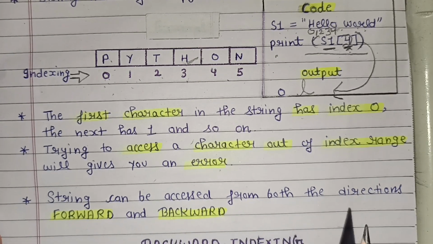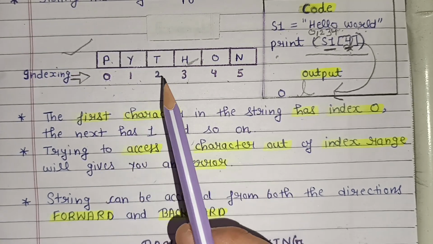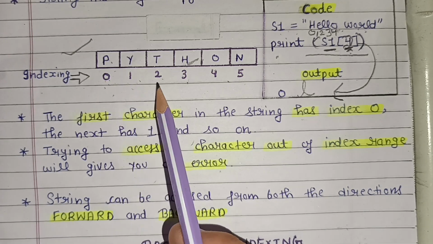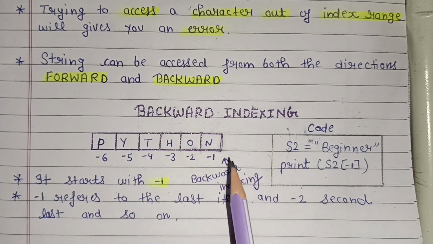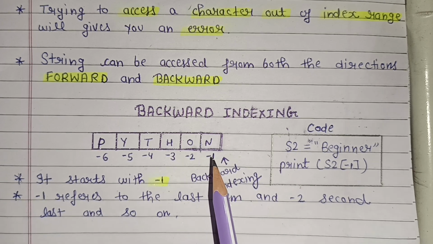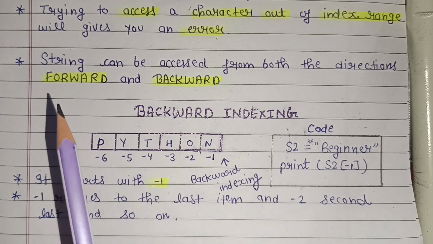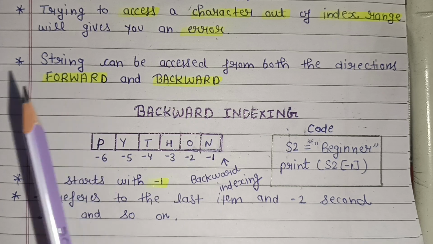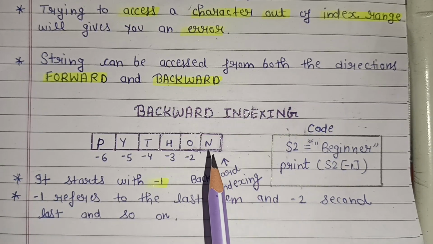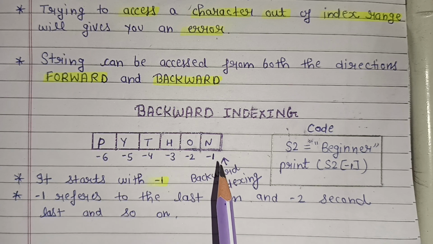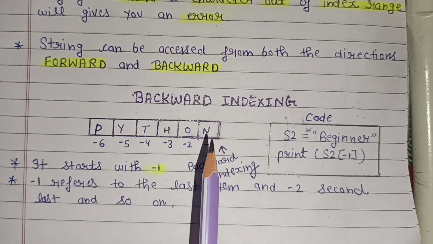Now a string can be accessed from both directions, forward and backward. Forward direction is this. This is a forward direction which starts from the front, and it starts from 0, 1, 2, 3, and so on. Now what is backward indexing? Backward indexing starts from the back of the string, and it starts with the index value -1, -2, -3, -4, -5, and -6. This is the difference between forward and backward. Forward indexing starts from the front of a string, from 0, 1, 2, 3, and so on. Backward indexing starts from the back of the string with the -1 index value, then -2, and so on.